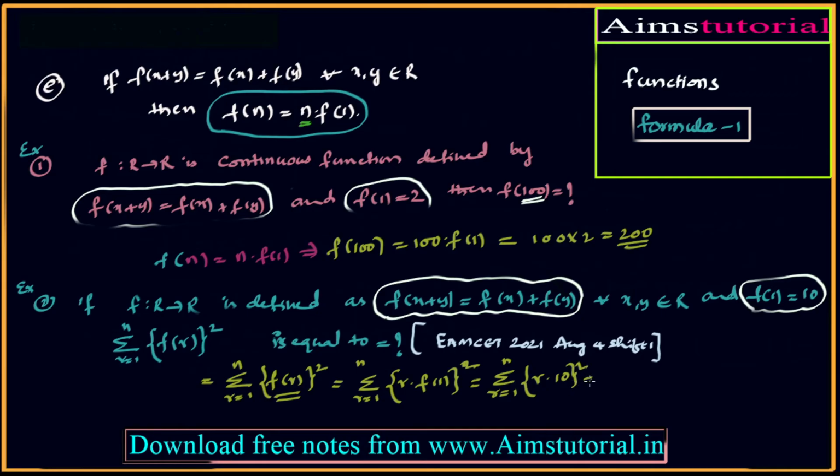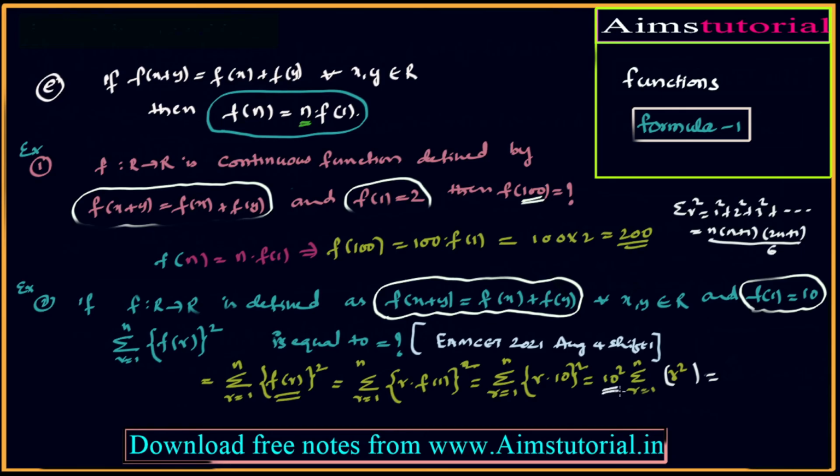So 10² is a constant, we can take it outside: 10² summation r equals 1 to n of r², summation r², sigma r². Sigma r² means the sum of the squares of natural numbers, that is 1² + 2² + 3² and so on. That is n(n+1)(2n+1)/6. This is the formula of summation r².